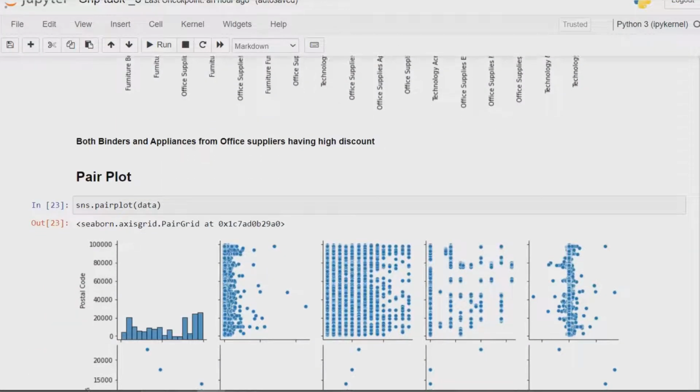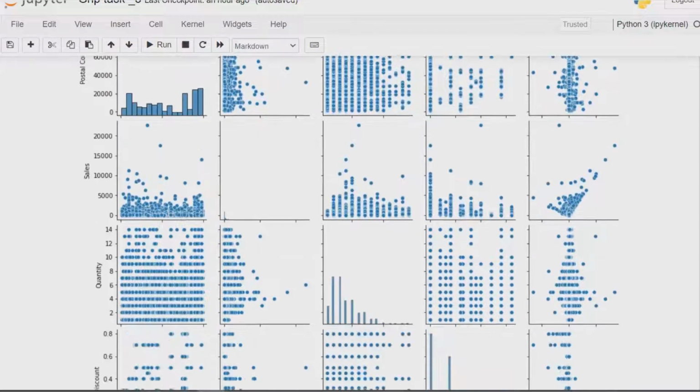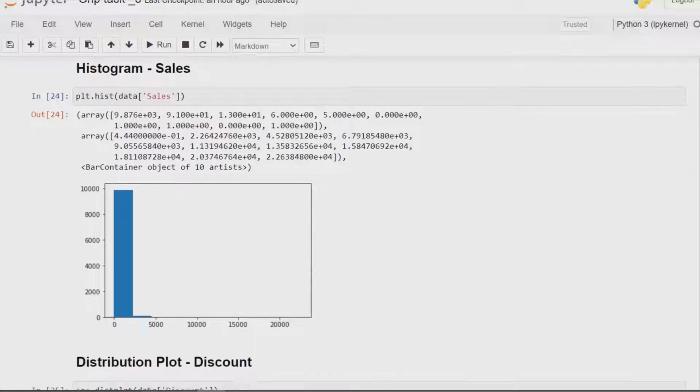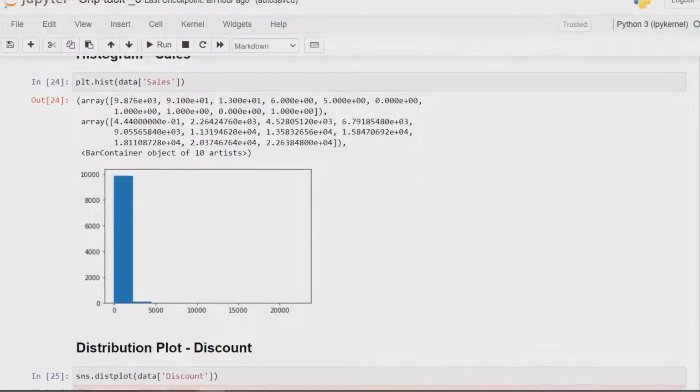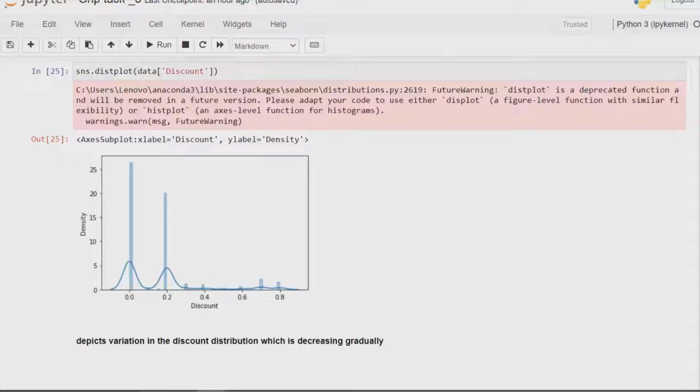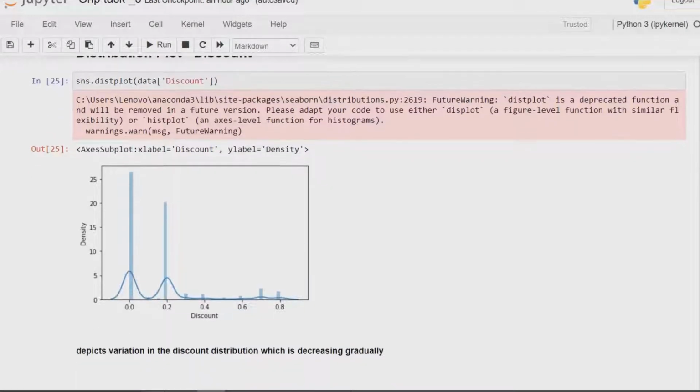Then I made a pair plot. Then a histogram of sales. The distribution plot of discount depicts variation in the discount distribution, which is decreasing gradually.